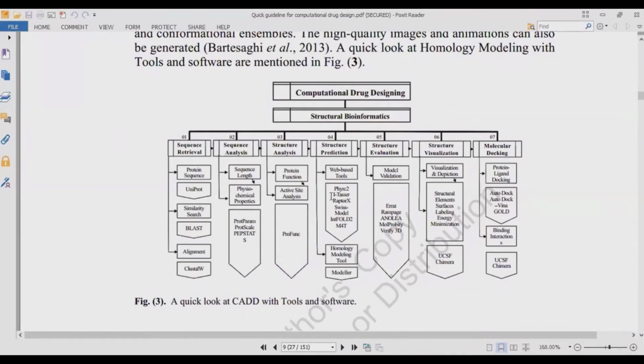Among the web-based tools and homology modeling tools, Modeller is very much cited, and Modeller is considered one of the best tools for homology modeling. We can also perform loop modeling with the help of Modeller. There is a script available on Google. If you are interested, you can just download it.